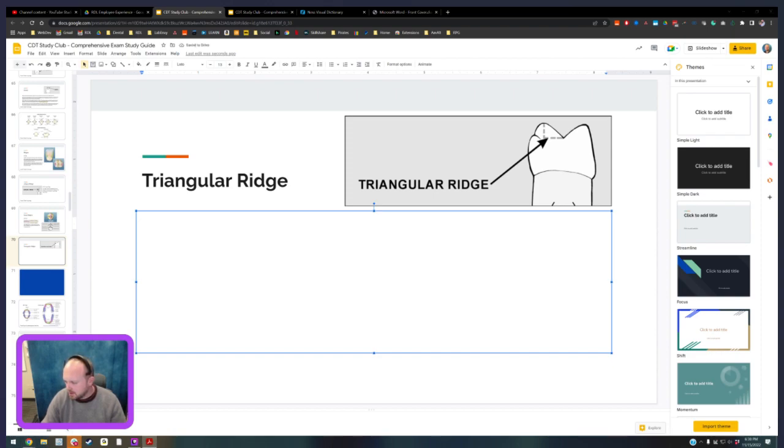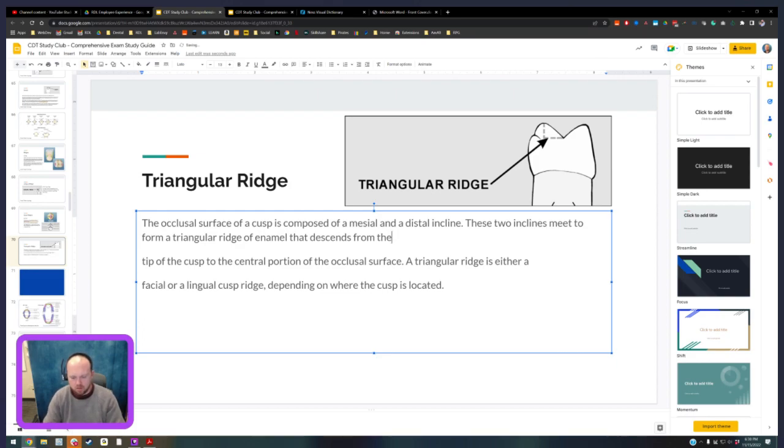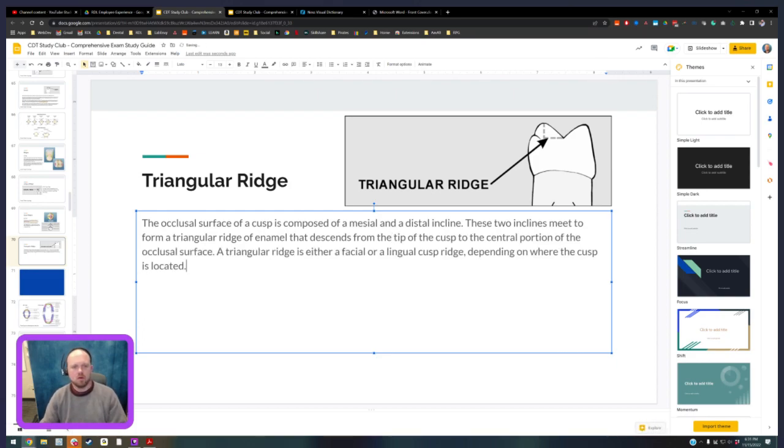The occlusal surface of a cusp is composed of a mesial and distal incline. These two inclines meet to form a triangular ridge of enamel that descends from the tip of the cusp to the central portion of the occlusal surface. A triangular ridge is either facial or a lingual cusp ridge, depending on where the cusp is located. So now, to understand what they're saying there, they're referring to this right here as the triangular ridge.